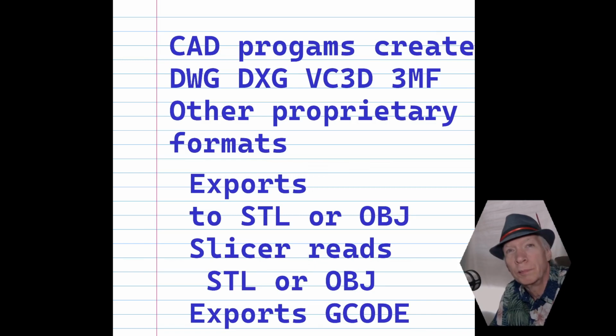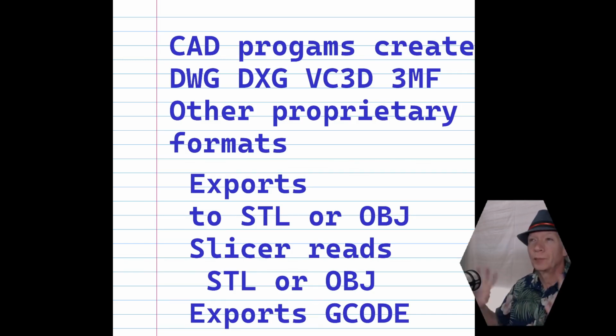So the workflow: your CAD programs will create DWG files, DXF files, like from AutoCAD. VC3D is used by PunchCAD. 3MF is a newly designed format that's kind of compressed and zipped. And other programs will make their own proprietary formats, such as Blender making .blend files, and FreeCAD making FreeCAD files. And then what do you do with this? Well, you can export it to an STL or an OBJ file, and that's what the slicer reads.